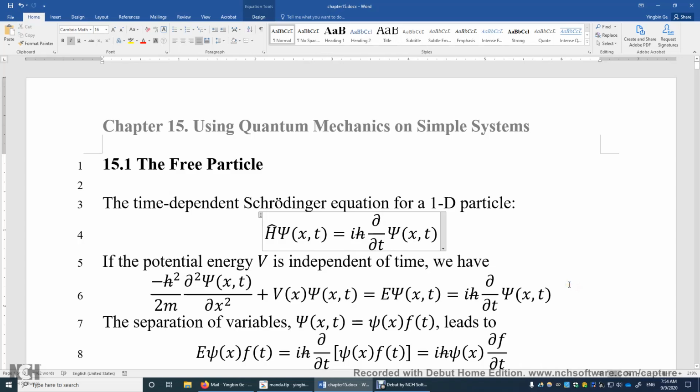This is Physical Chemistry. Part 3, Quantum Chemistry. Chapter 15, Using Quantum Mechanics on Simple Systems. Section 15.1, The Free Particle.